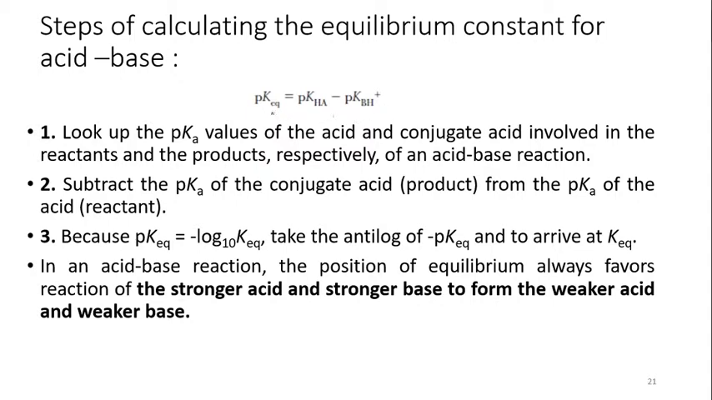So if I look at this equation, I could see that I am dealing with the exponent of my acid minus the exponent of my conjugate acid, and because I take the minus logarithm of my K equilibrium, this means if I take the antilog of my exponent, I will arrive at the K equilibrium of my reaction. In acid-base reactions, I have to remember the position of equilibrium always favors reaction of a strong acid and a strong base to form weaker acid and weak base.